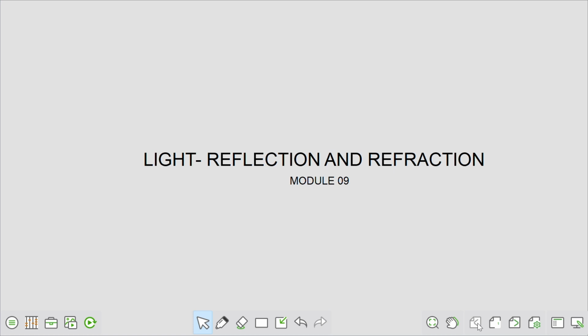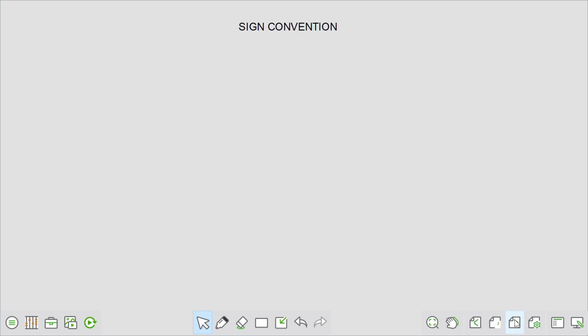Hello everyone, welcome back. So today I'm going to start with another interesting topic in light, reflection and refraction, that is sign convention. This is one of the important topics in this chapter. Before learning this chapter, make sure that you're thorough with ray diagrams, object position, image position, real image, virtual image. All these cases must be thoroughly learned before you start with this module.